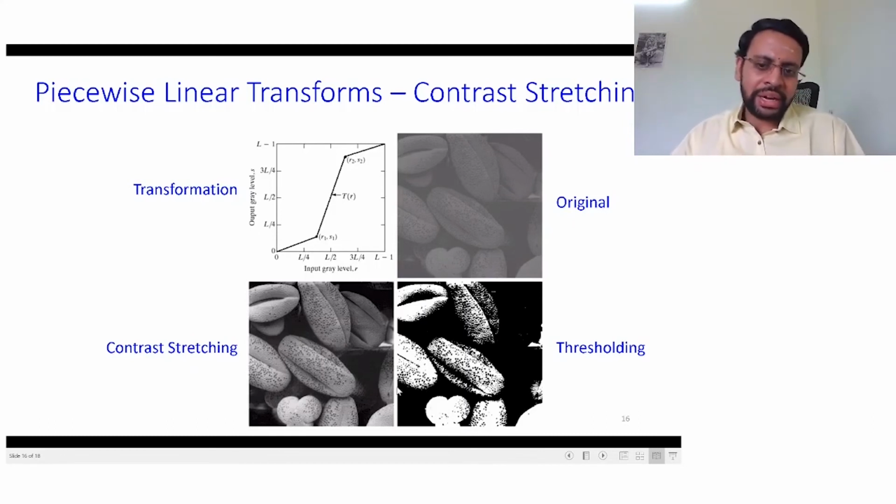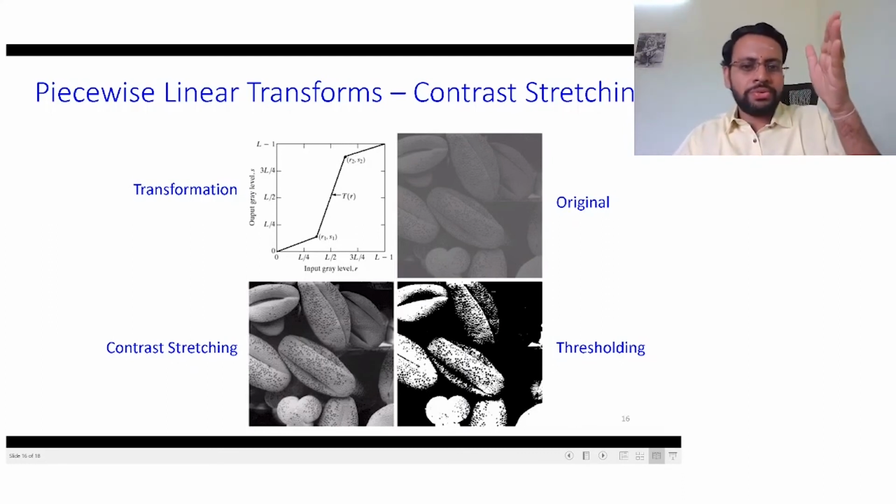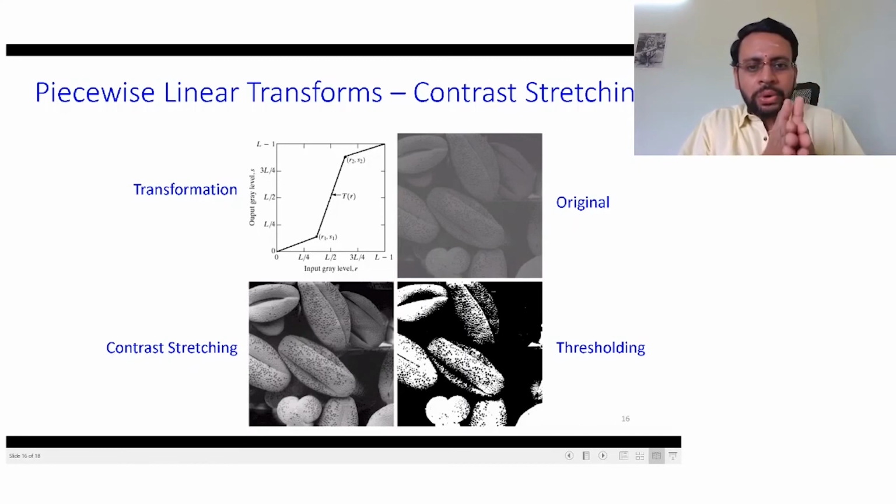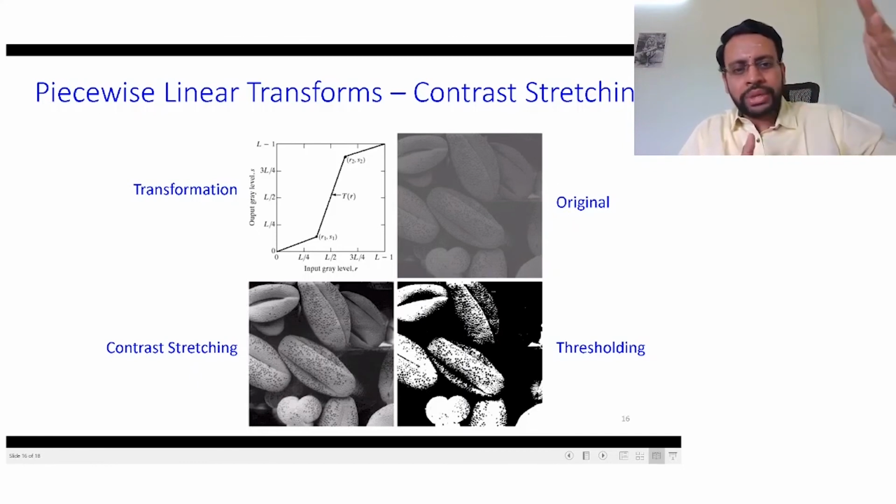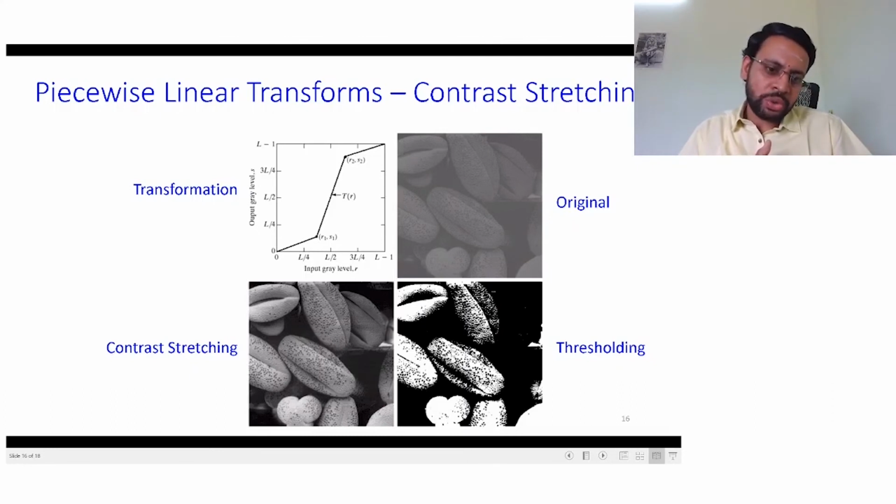On the other hand, instead of this contrast stretching, if you are applying a simple thresholding operation, where any intensity below a particular value of, let's say, R0, you make it 0, and any value above that you make it L-1, you will get a result as shown here.